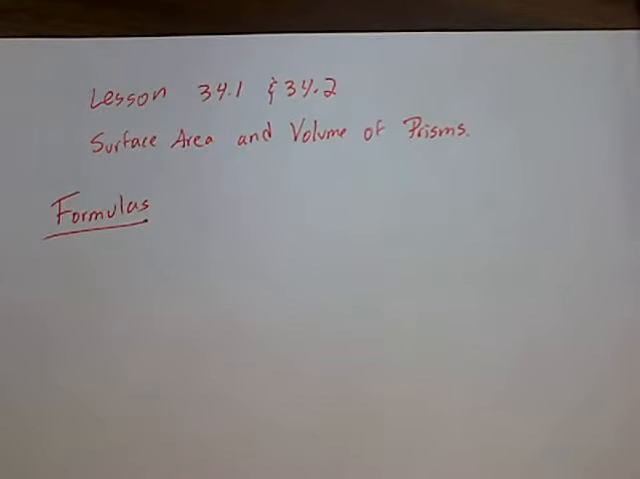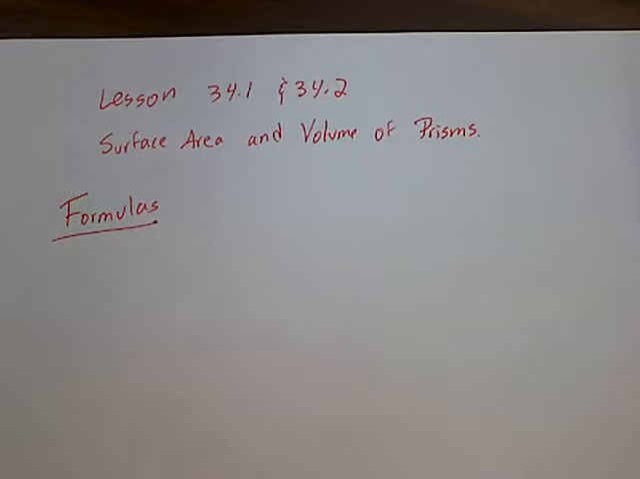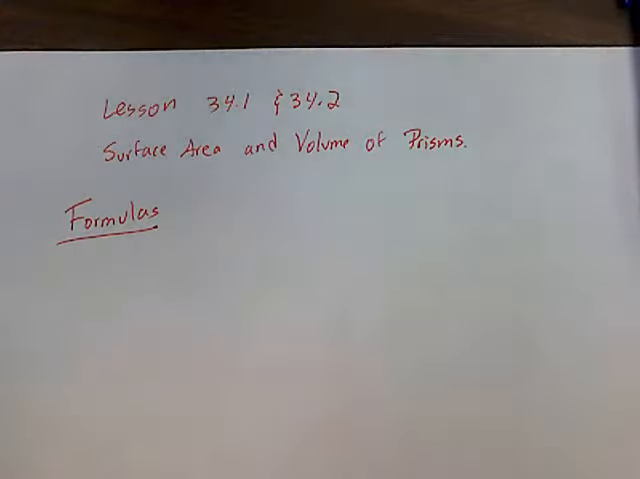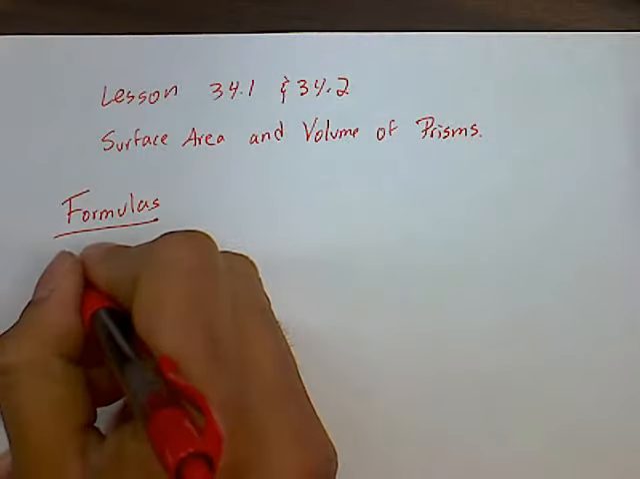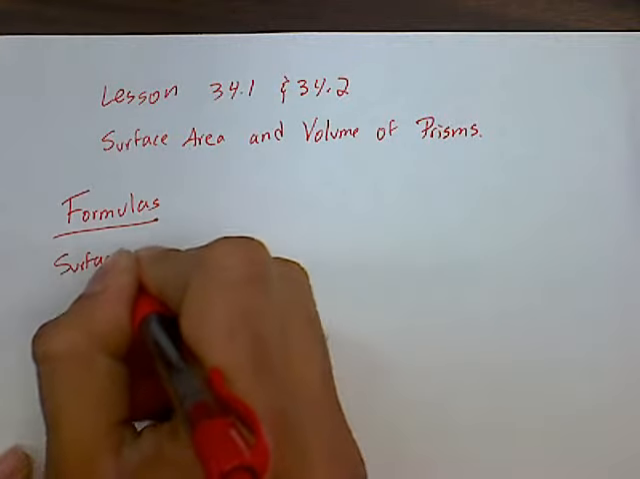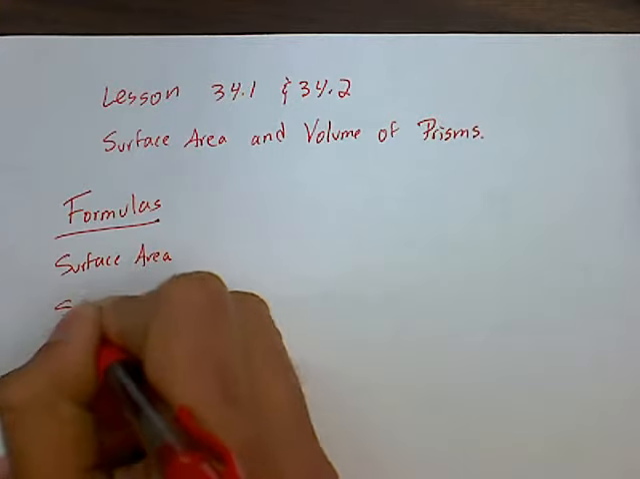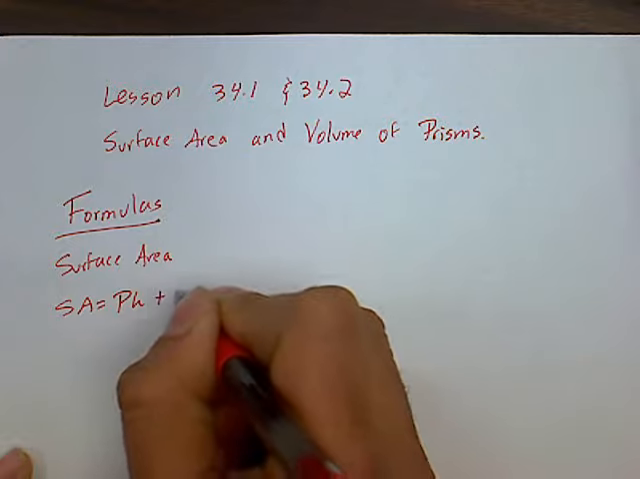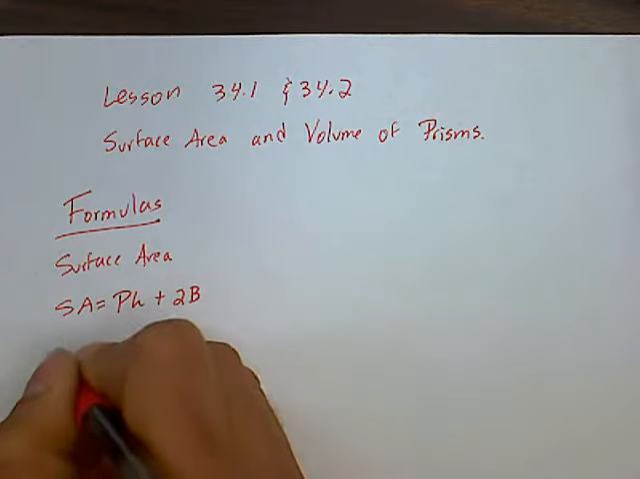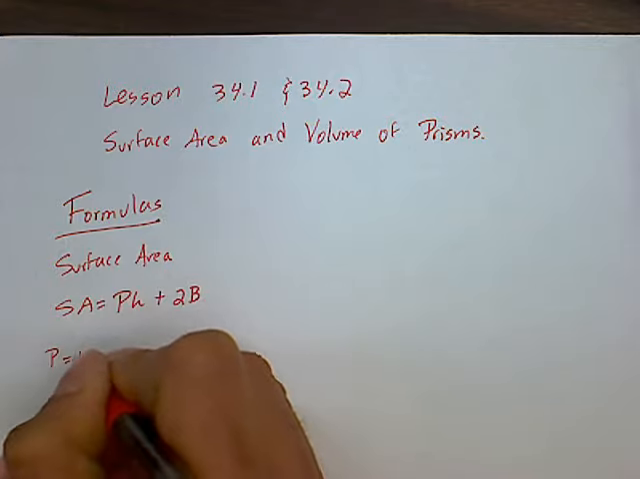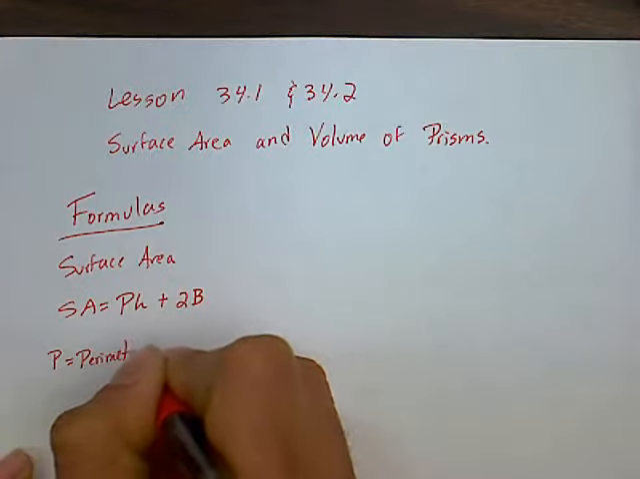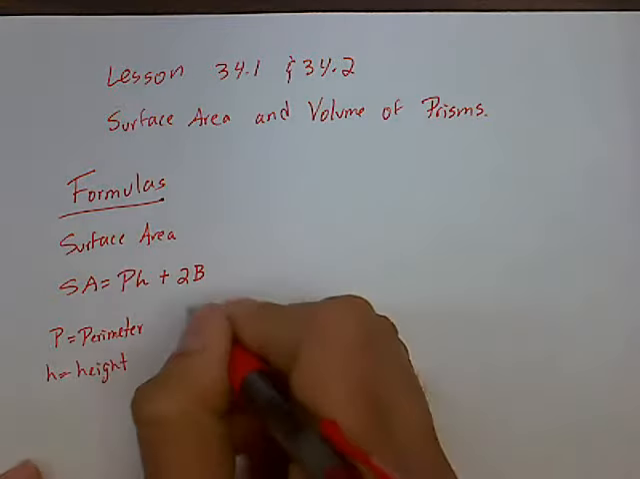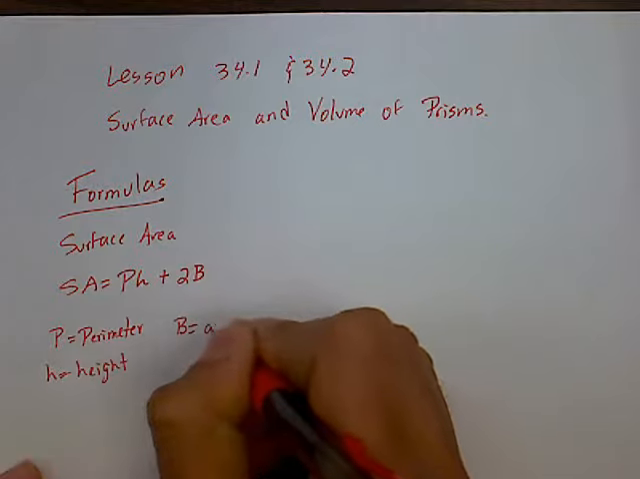I can make this a little better. So for surface area, the formula is perimeter times the height plus 2 times the area of the base. So here P is perimeter, H is obviously the height, and capital B stands for area of base.